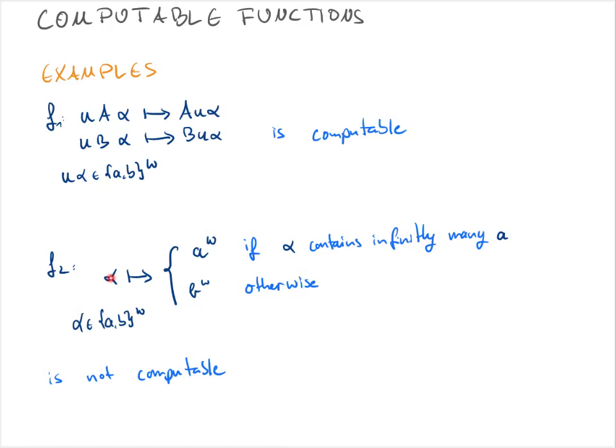Another function: we have an infinite input word over a and b, and the output should be a to the omega if the input word contains infinitely many a, and otherwise the output should be b to the omega. This function is not Turing computable by a deterministic Turing machine, because in order to start with the output, it would have to know whether the input contains infinitely many a or not, which is something which cannot be known. And since the output tape cannot be erased, it is not possible to correctly start with the output sequence.